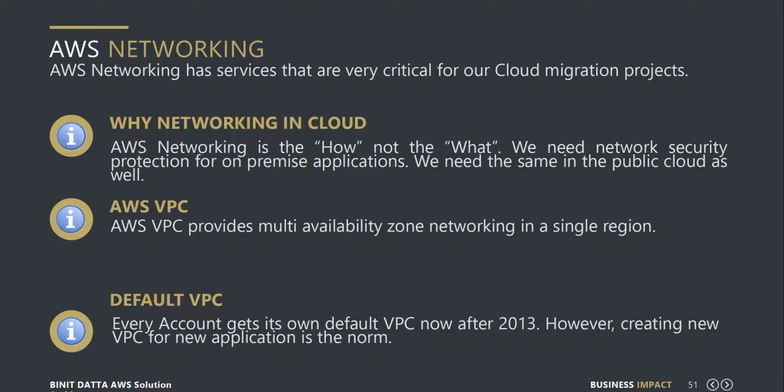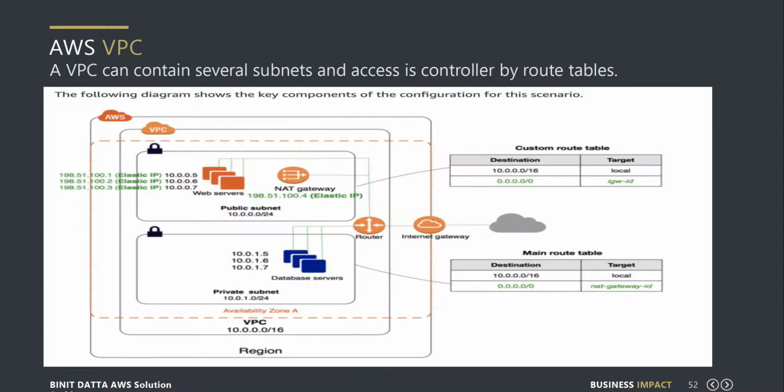AWS VPC, or virtual private cloud, provides multi-availability zone networking in a single region. Default VPC: every account gets its own default VPC now, after 2013. However, creating a new VPC for a new application is the norm. Why? Because the default VPC comes with a default network setting, route tables. When you create your own VPC, you can set up everything from scratch. That is why. So this is the diagram I have taken from AWS documentation.